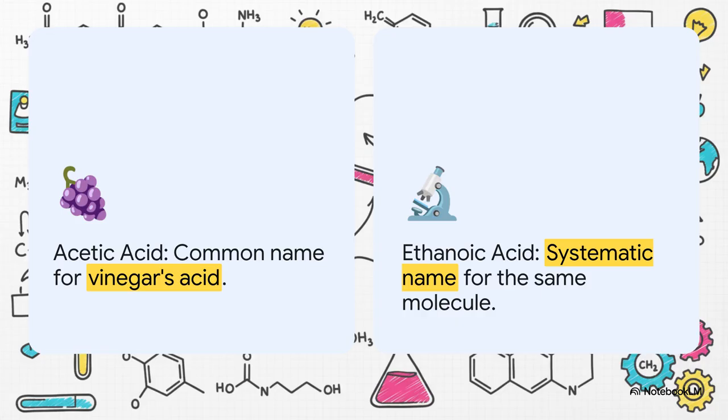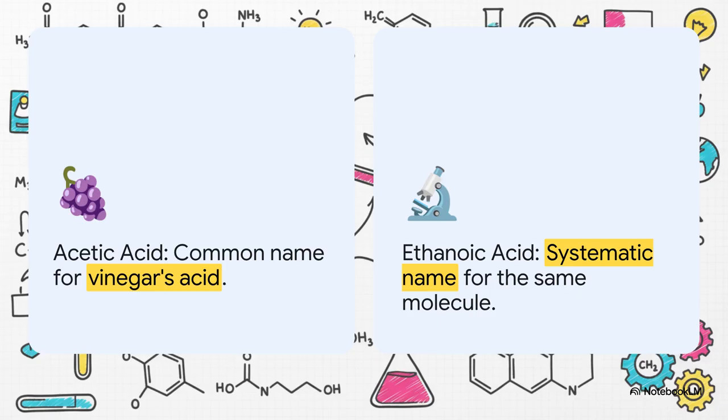Okay, so let's start with a really simple example. On the left, we've got acetic acid. You definitely know this one. It's the stuff that gives vinegar that sharp kick. But on the right, you see ethanoic acid. That's the official systematic name for the exact same thing. So, why? Why have two names for one molecule?